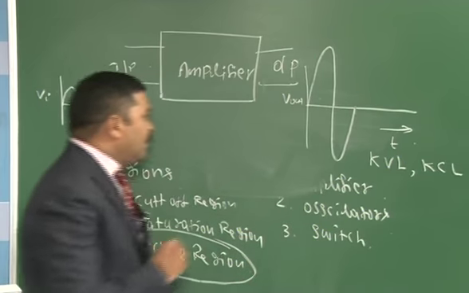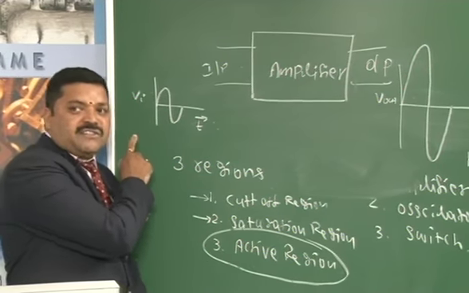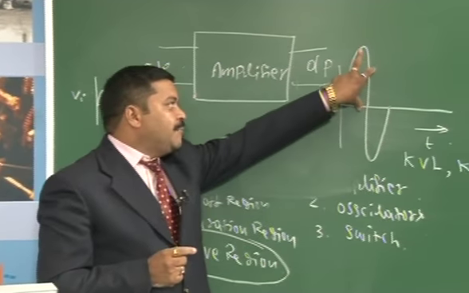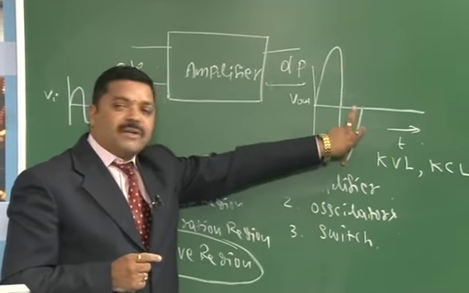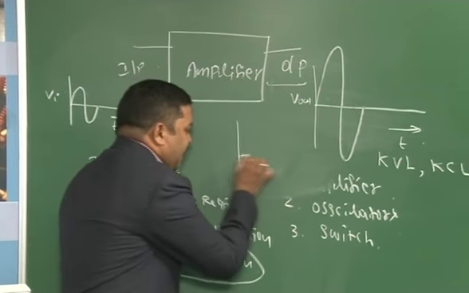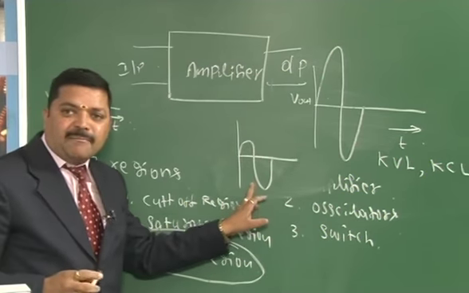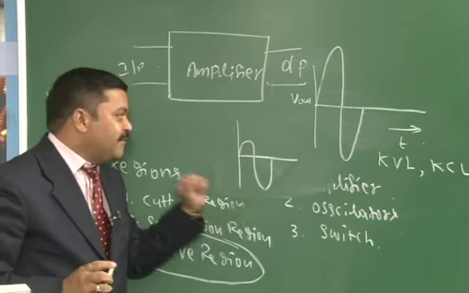Therefore, what is faithful amplification? When we give a weak signal which is to be strengthened, it should amplify both the positive direction and negative direction equally. And on the other hand, if we get signals like this, it is not faithfully amplified.